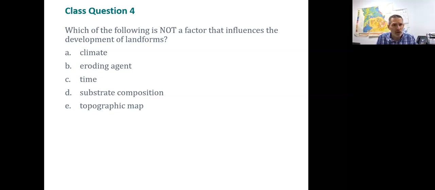I just got done mentioning the time. What is the bedrock or the substrate composition? Well, that's going to be a factor. A topographic map is a map that is just measuring or giving a description of the landscape, and so that's not going to really have an influence on the development of a landform. It just is recording what the landscape, what the landform is. So clearly we know the answer is E.